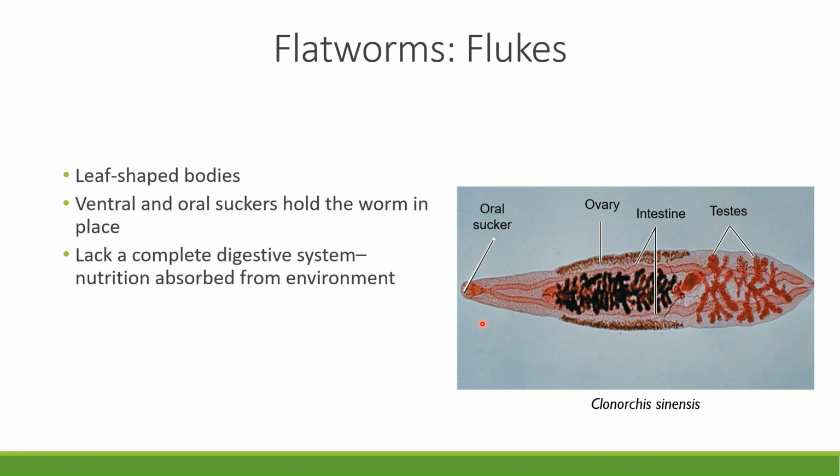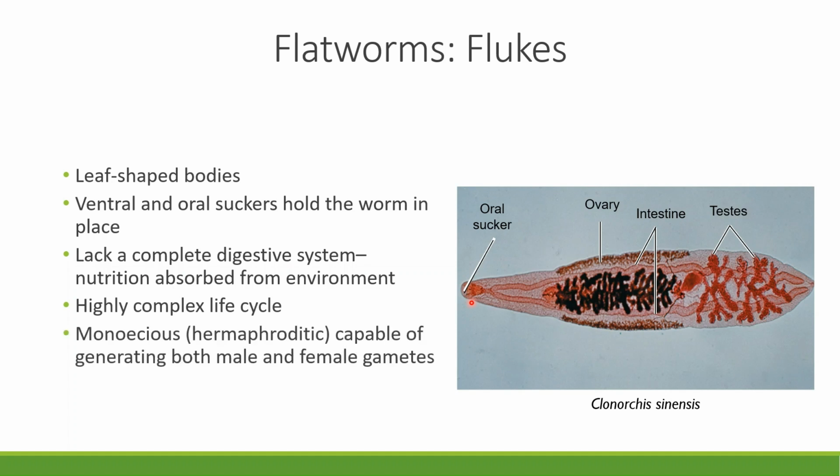They're still pretty simple organisms. They lack a complete digestive system, and so they need to absorb their nutrients directly from the environment. They don't digest it entirely on their own. Again, like a lot of these parasitic organisms, they have a highly complex life cycle. What you need to know about flukes, like this liver fluke here, is that they are monoecious. So they're hermaphroditic. They're capable of generating both male and female gametes.